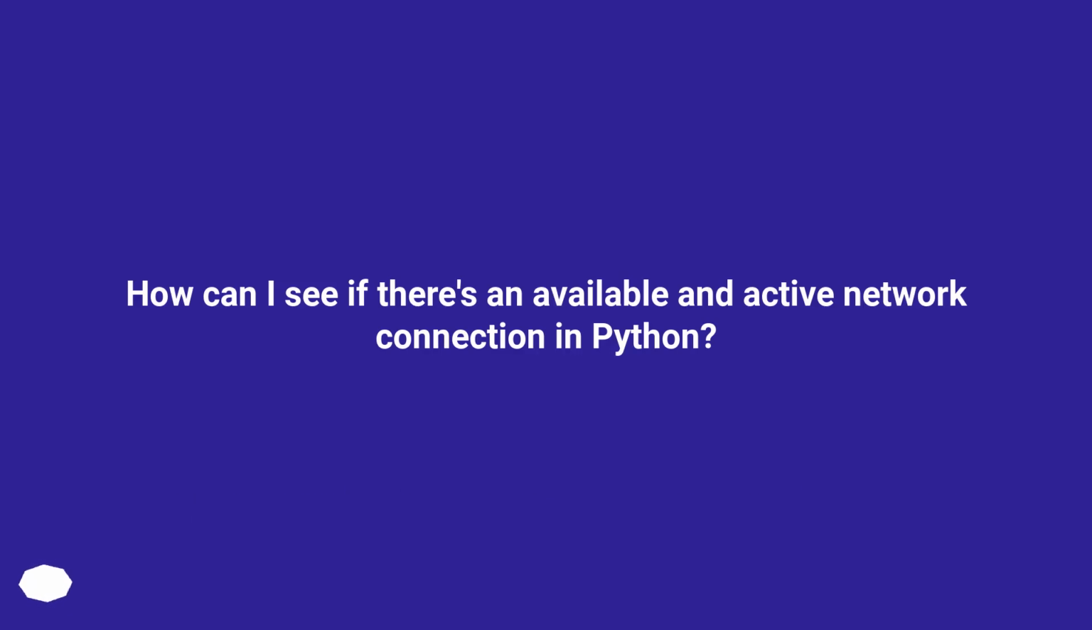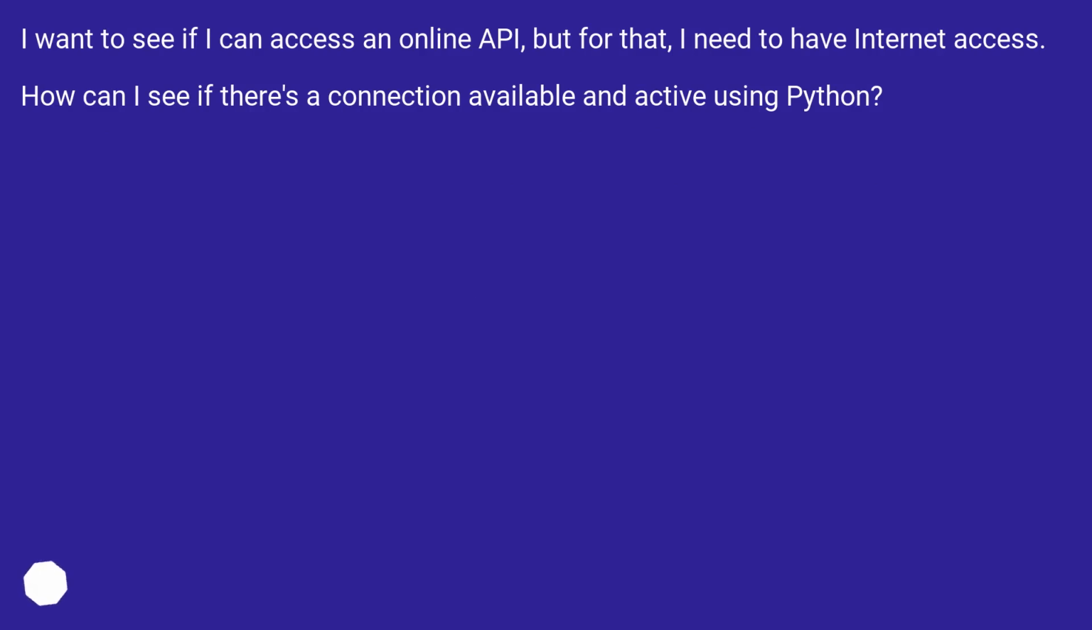How can I see if there's an available and active network connection in Python? I want to see if I can access an online API, but for that, I need to have internet access. How can I see if there's a connection available and active using Python?